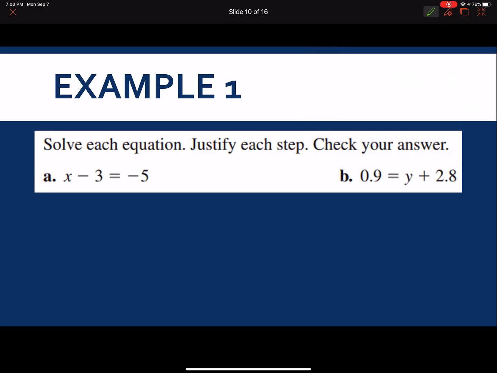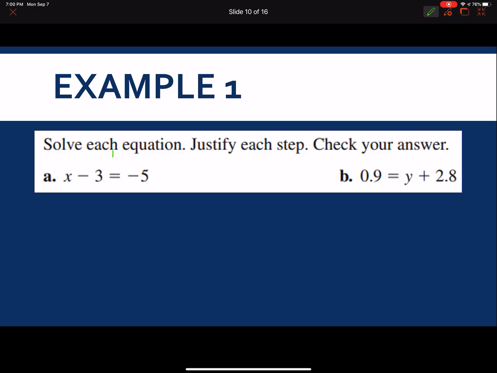Example 1. Solve each equation, justify each step, check your answer. We are going to justify each step by showing our work, showing the steps that we're taking to solve each of these equations. Look at example A with me. X subtract 3 equals -5.